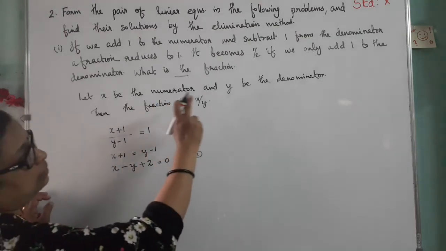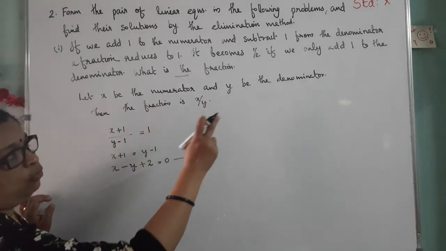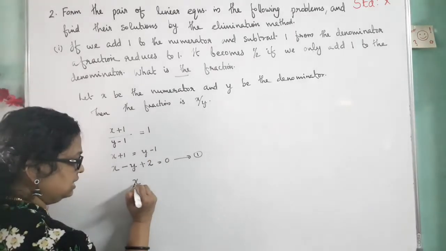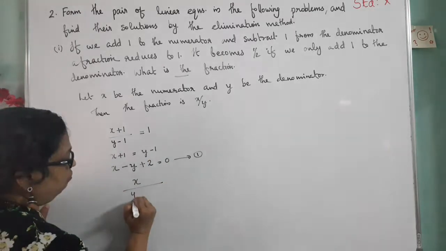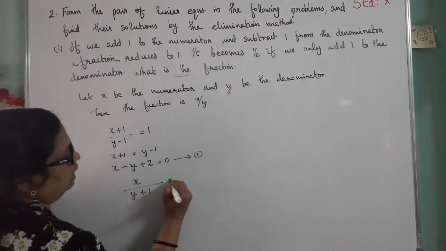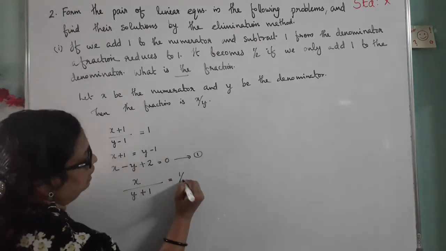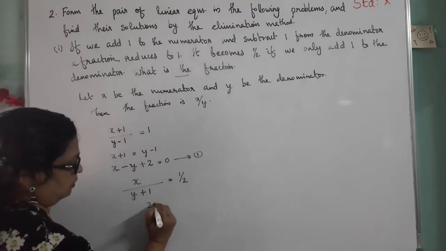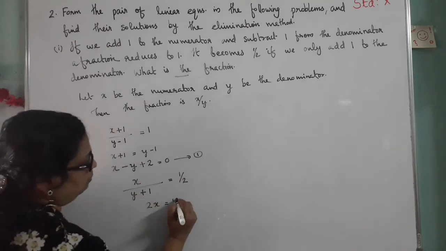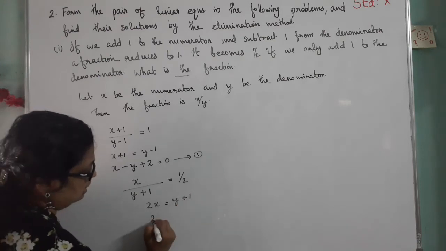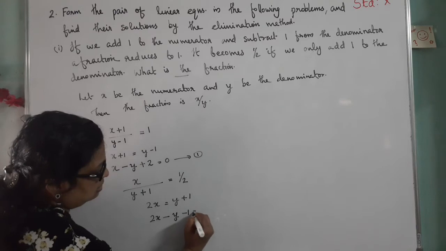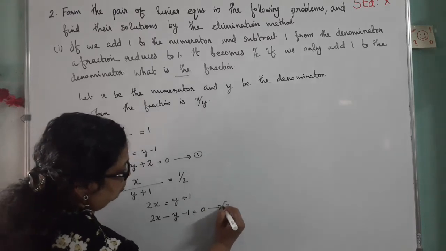Then next, it becomes 1 by 2 if we only add 1 to the denominator, that is numerator is x and denominator is y plus 1, that becomes 1 by 2. Then here also cross multiplying, 2x equal to 1 into y plus 1, that is 2x, this y to the left side, minus y minus 1 equal to 0. This is equation number 2.